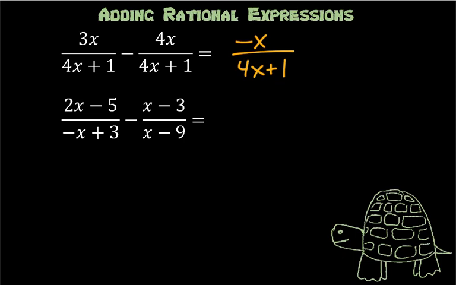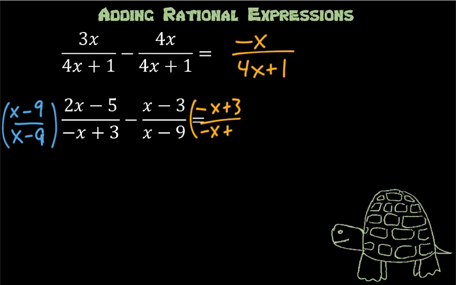So we need to take our fraction and multiply here by x minus 9 over x minus 9. That comes from the denominator here. And then this denominator, we're going to use that one over on the other side. So we're going to have negative x plus 3 over negative x plus 3. Notice that we're multiplying by 1. That's really key here.